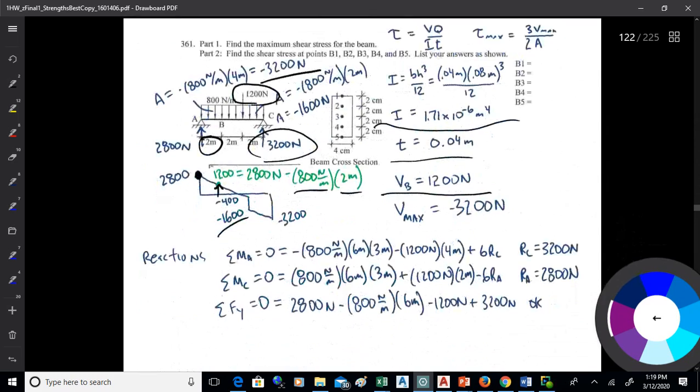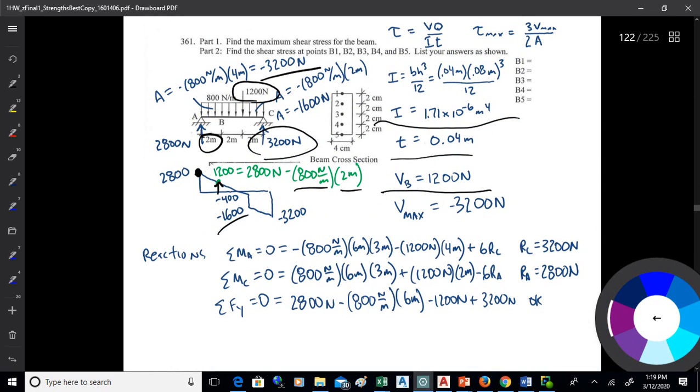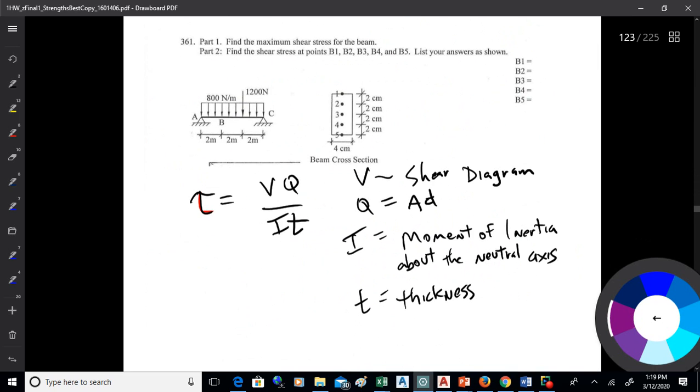Okay, the shear problems here. You want to find that shear diagram, solve for the shear in the location you're interested in, point B in this case. So at B, the shear on this one is 1200.